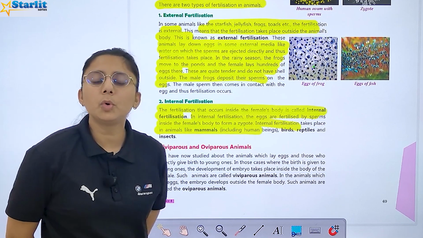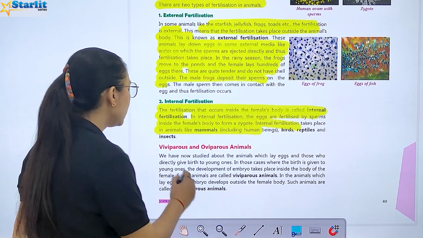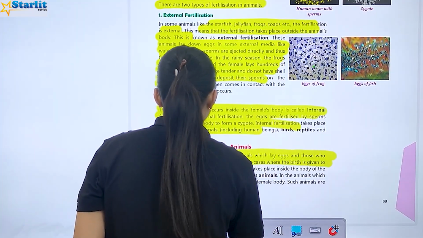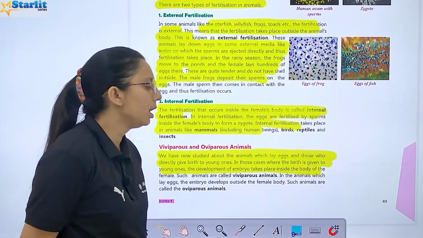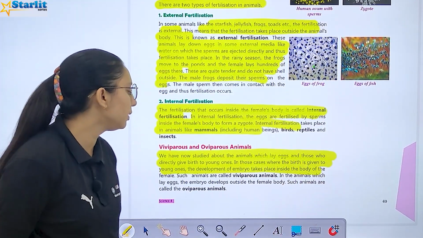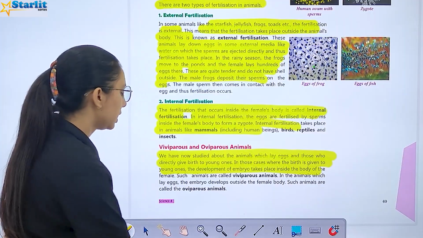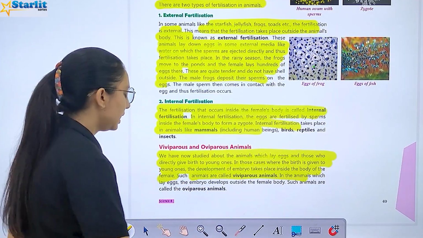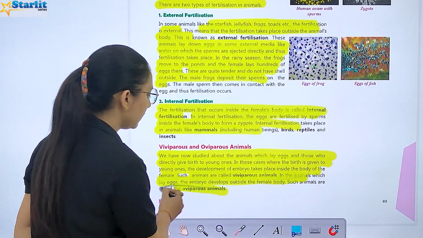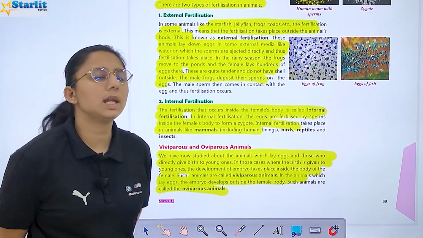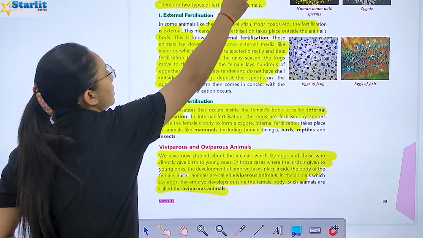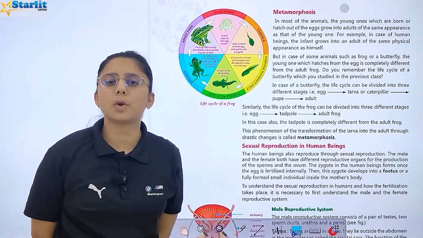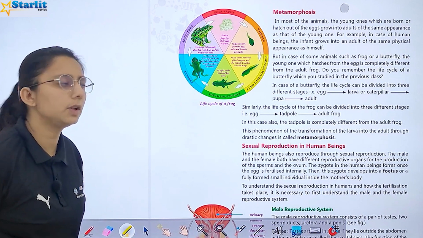Then we have viviparous and oviparous. We have now studied the animals which lay eggs and those which directly give birth to young ones. In those cases where birth is given to the young one, the development of the embryo takes place inside the body of the female. These animals are called viviparous animals, and in the animals which lay eggs, the embryo develops outside the female body, और इन animals को क्या कहा जाता है? Oviparous. Right. Next, we will study metamorphosis, the process in the life cycle of the frog.